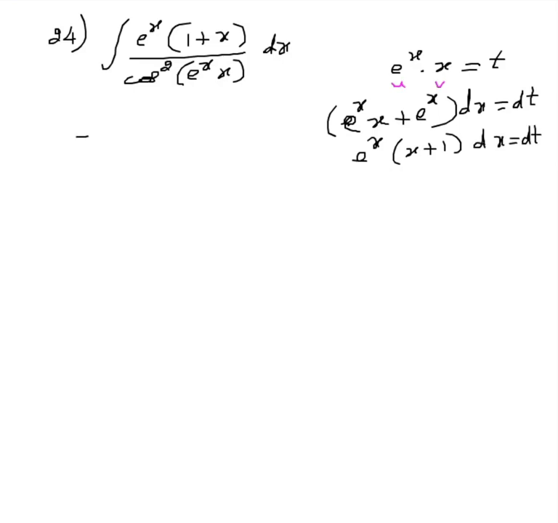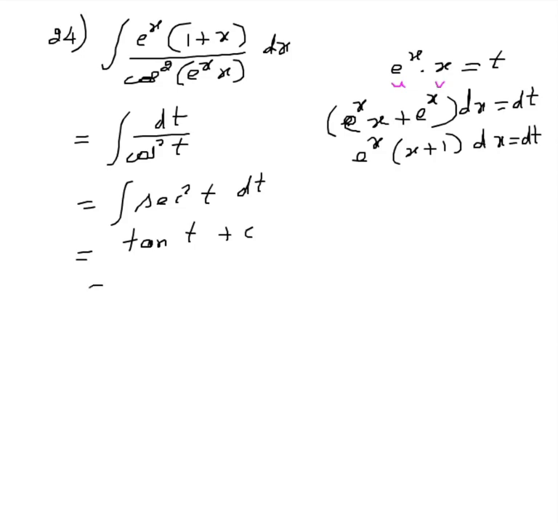We have the same function in the numerator. Therefore, the numerator becomes dt and the denominator is cos square t. And 1 by cos square is secant square. And we have direct formula for integral of secant square, which is tan t. And substitute for t, which is tan of e power x into x plus c. The correct subdivision is B. Now you practice example 7, second subdivision.